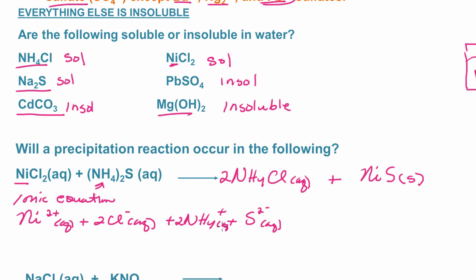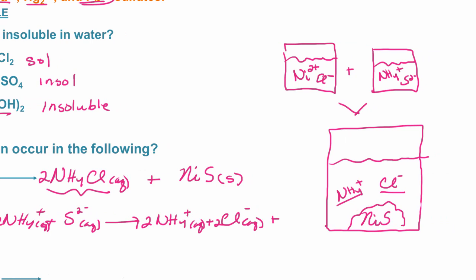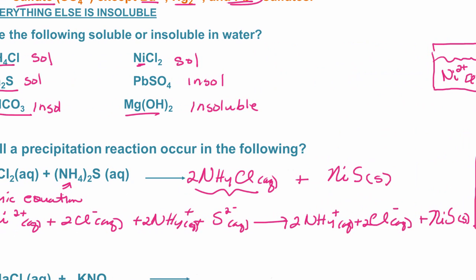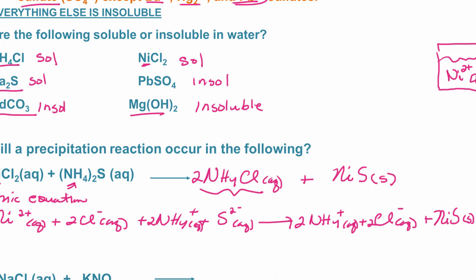And these are dissolved. Now, on this side, we have ammonium chloride, which of course is dissociated into ammonium and chloride ions. We have 2 of those. And then what we have is, as I showed you in this drawing, our nickel sulfide is a solid. So what we have here is this ionic equation.